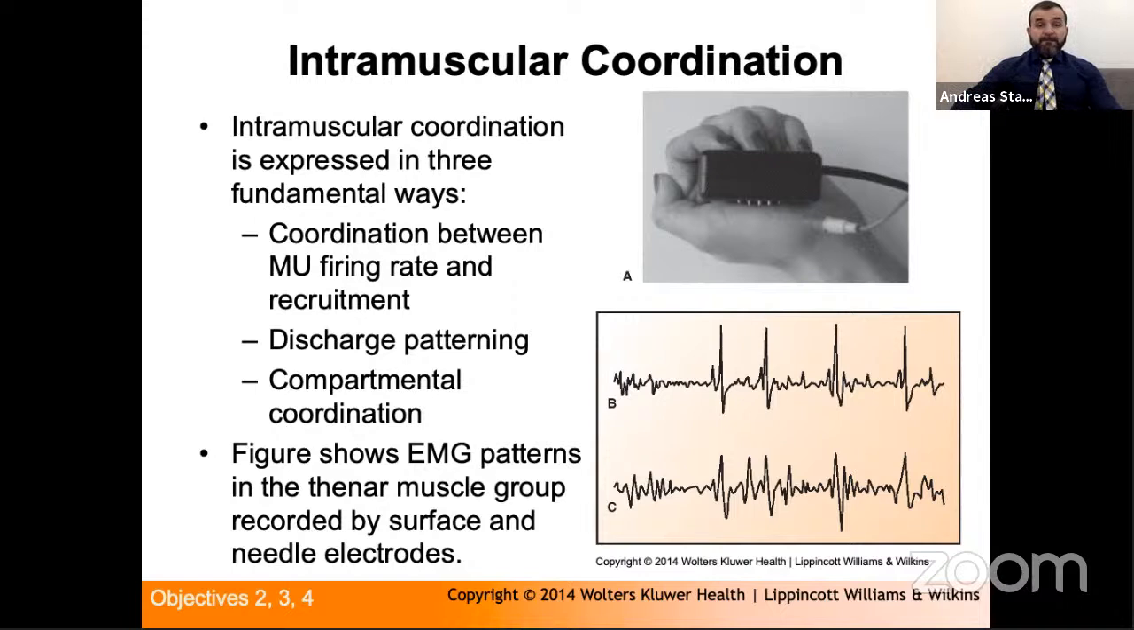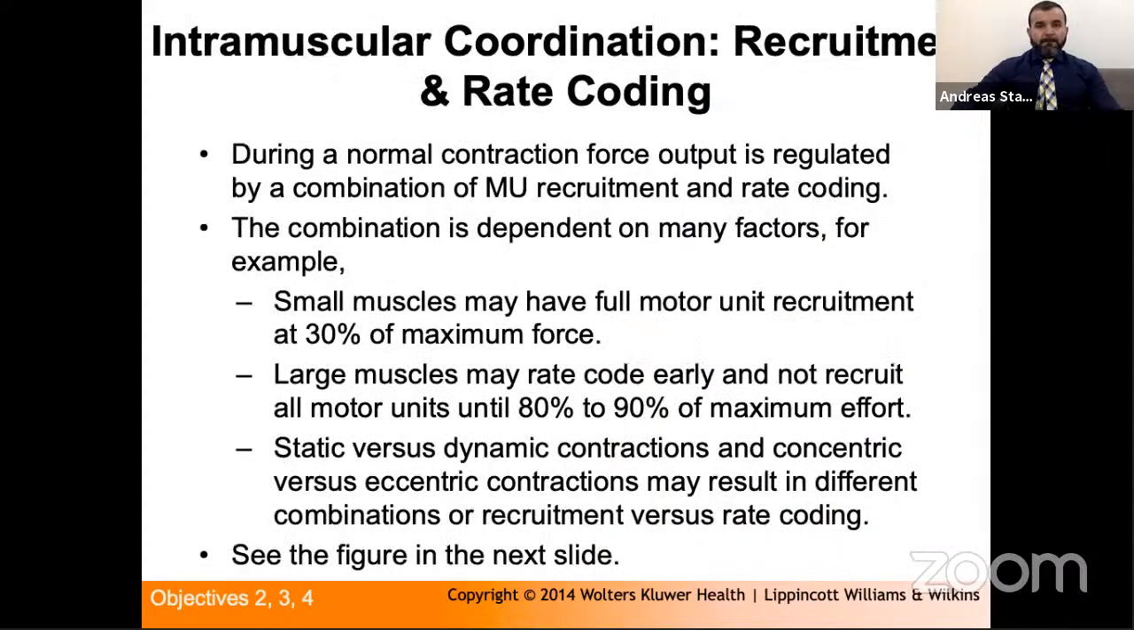Coordination is expressed in three ways: intramuscular coordination between MU firing rate and recruitment, discharge patterning, and compartmental coordination. Okay, all this again shows how amazingly designed we are. All right.